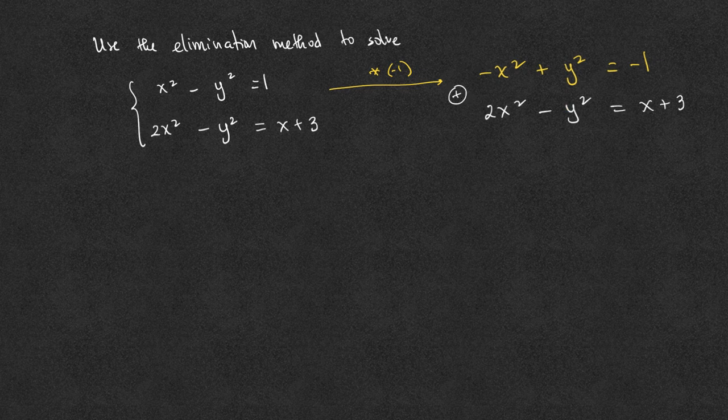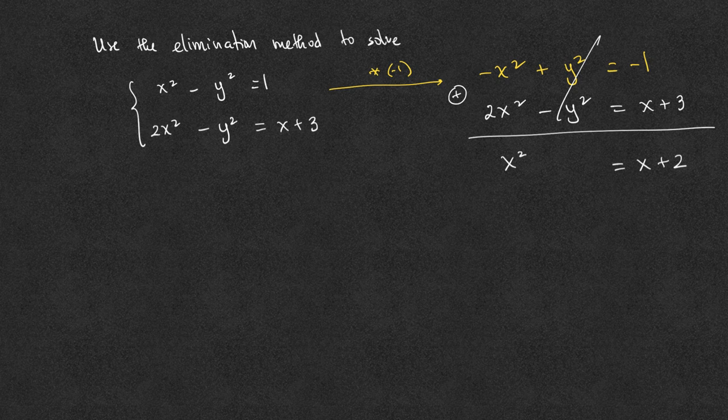We then add the two equations column-wise. -x squared plus 2x squared is positive x squared. The y squared term cancelled out. This is x plus 2. -1 plus 3 is 2, 2 plus x.